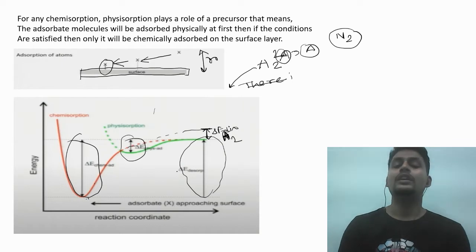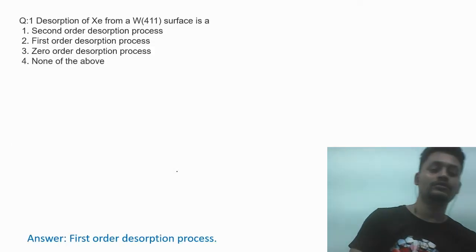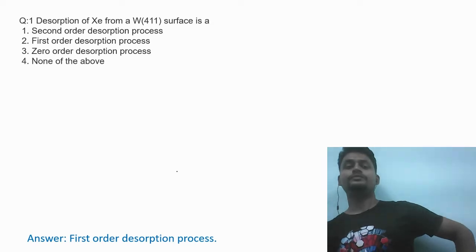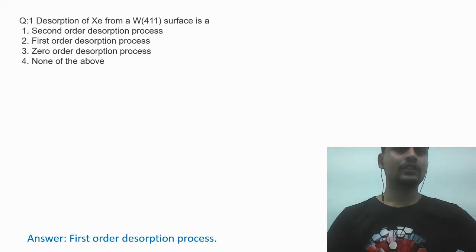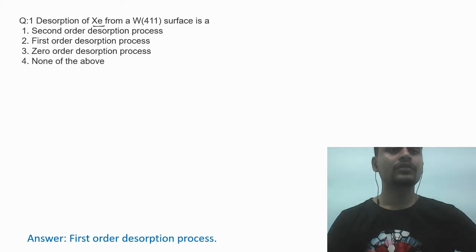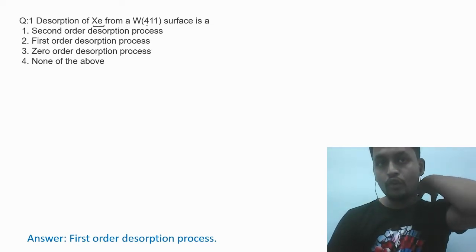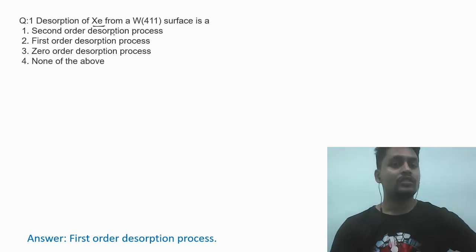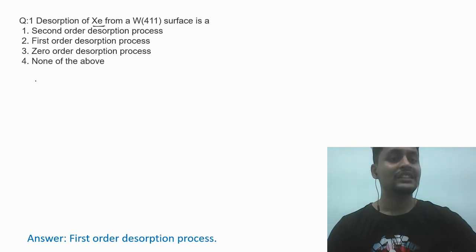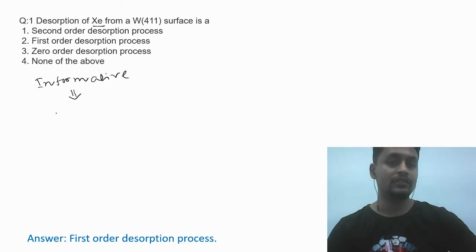Now come to the assignment part. So let's take the questions one by one. So this is the first question. Desorption of xenon atom from tungsten 411 surface is a second order desorption process, first order desorption process, zero order desorption process, none of the above. So this is a kind of informative question, right? Because you need to know, and in the lecture video you can see it. It is already discussed.